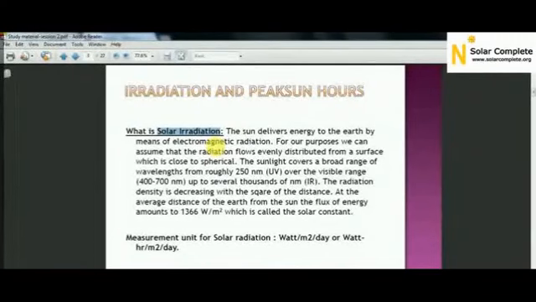Now, from a layman's point of view, the definition is: whatever maximum solar rays you are getting from the sun on the surface of earth is called solar radiation. Okay, now in this definition the very important point is the surface of earth.